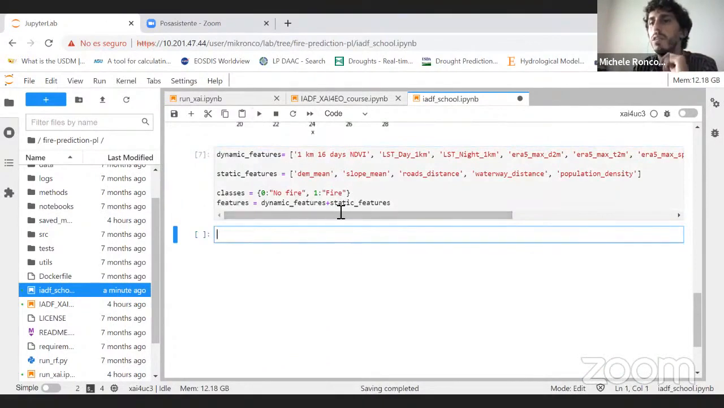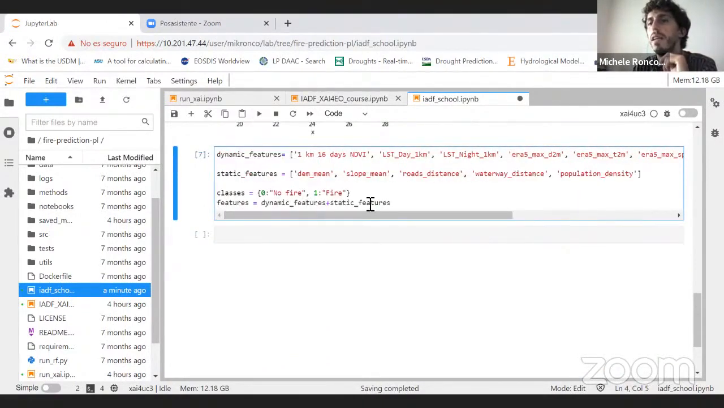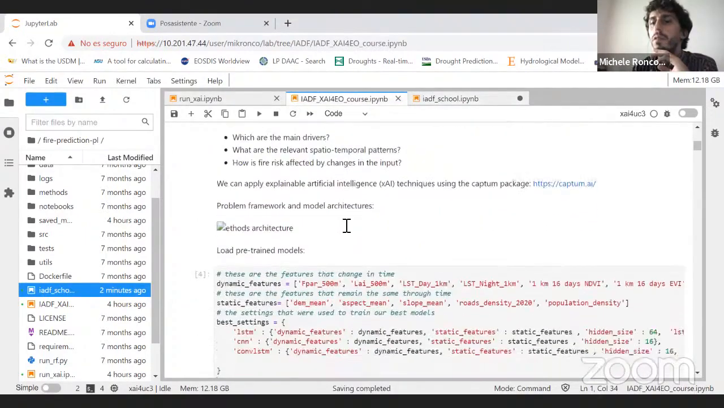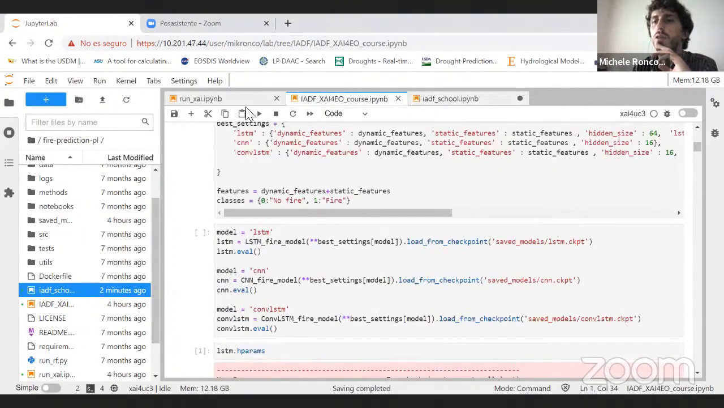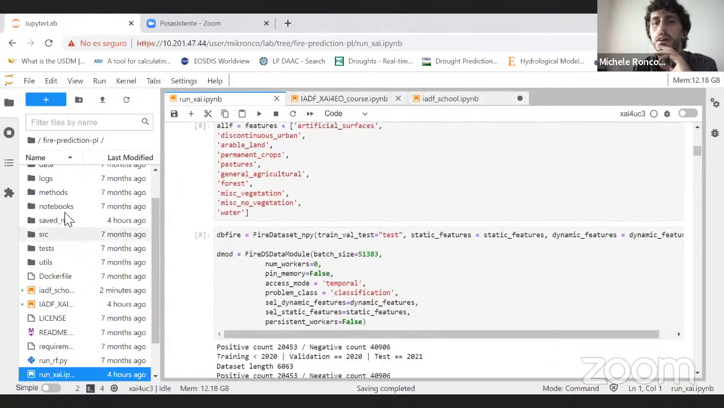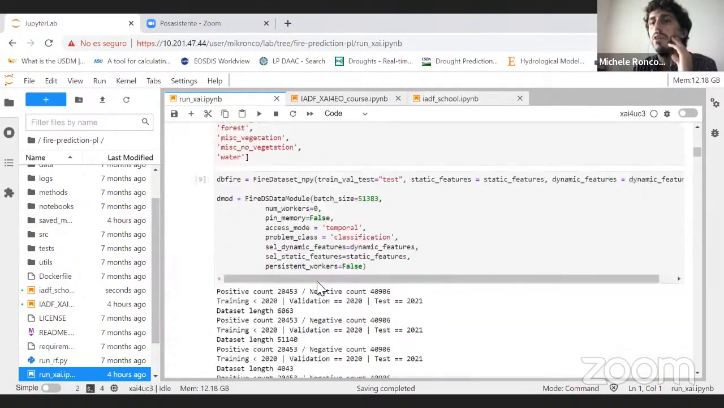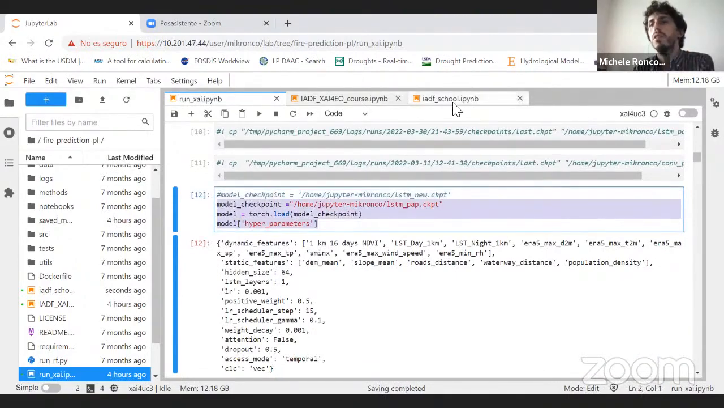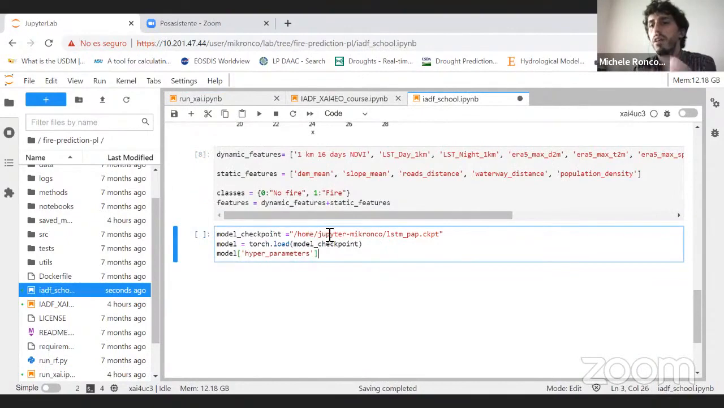Here we define the dynamic and the static features. Dynamic in the sense that they evolve over time, over the 10 days, and the static are features like digital elevation and so forth, which do not vary on the scale of days, and we have a classes file, which will be useful later on. And what we can do essentially is to load the models. We have a folder where we have saved the models, and we can load some of them. So for instance, we can execute this line. We define a model checkpoint here.